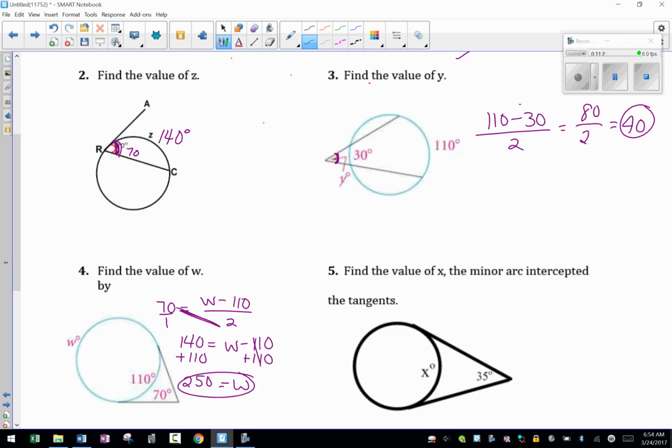And maybe there's somebody in the audience right now who's going, Mrs. Weber, did you really need to do all that? No, I did not. Because if anybody's noticing, this 110 is one side of the circle. This is the other side of the circle. So for W, I could have just done 360 minus 110 and gotten 250 as well. Either way works.